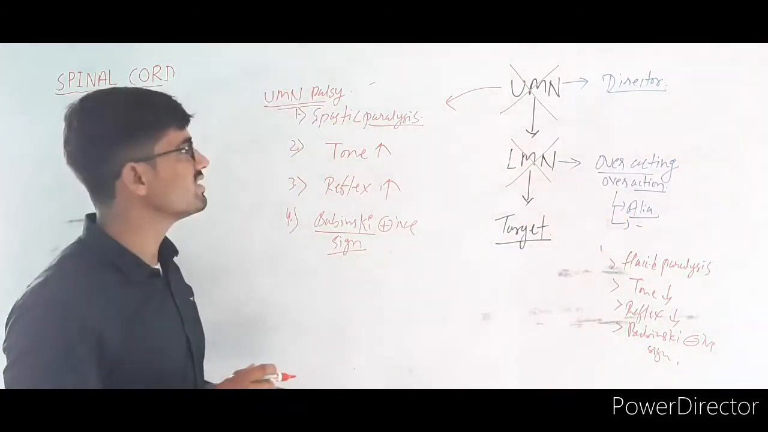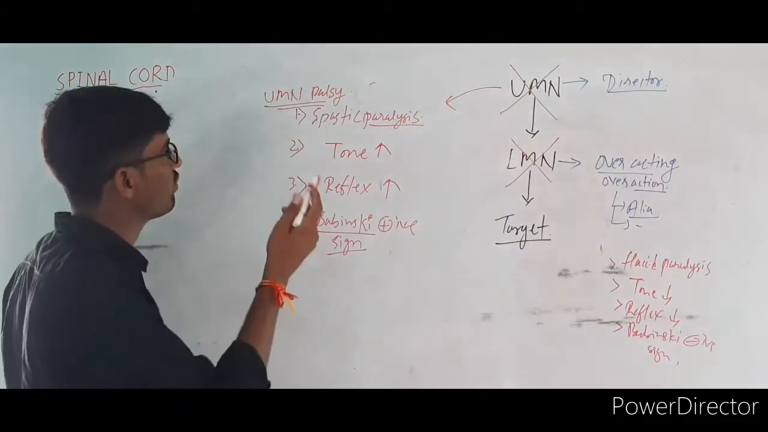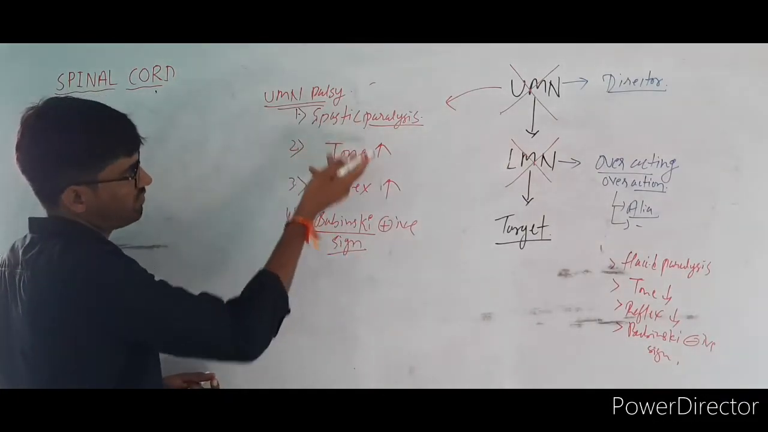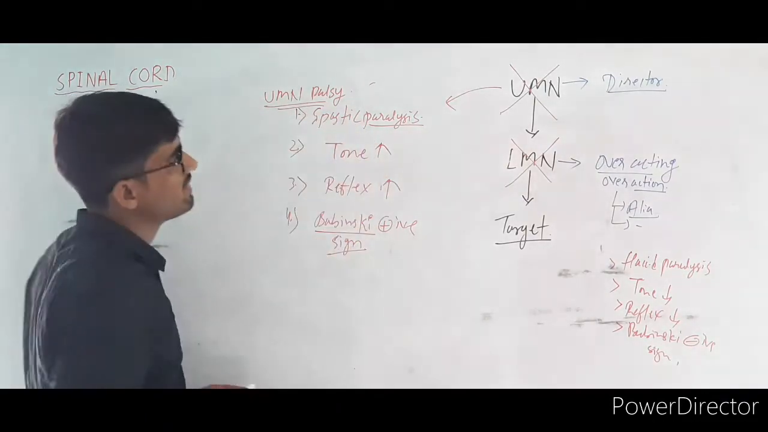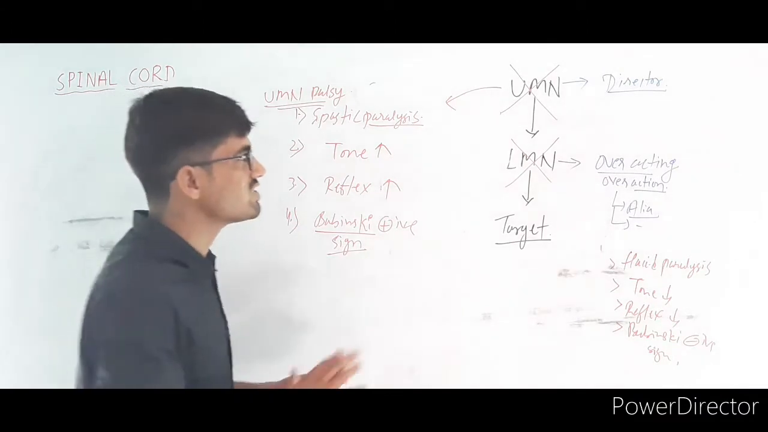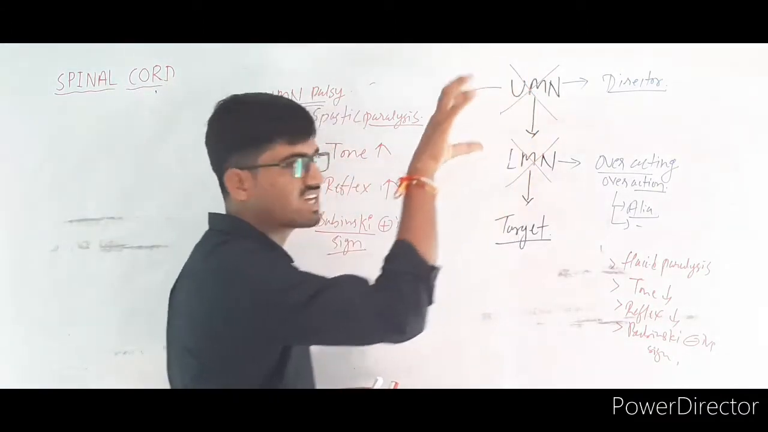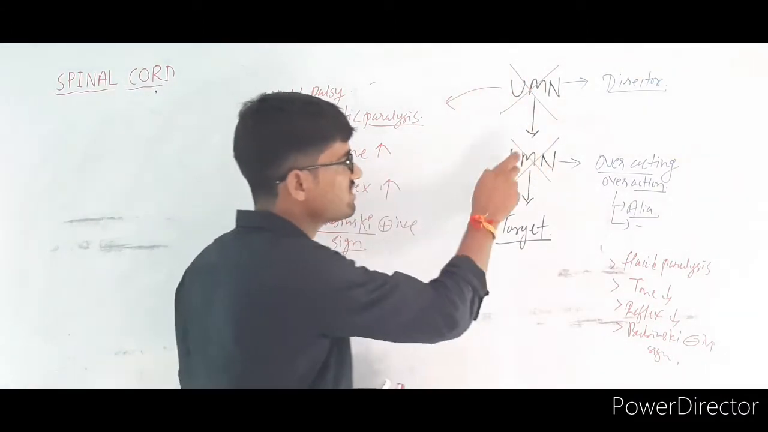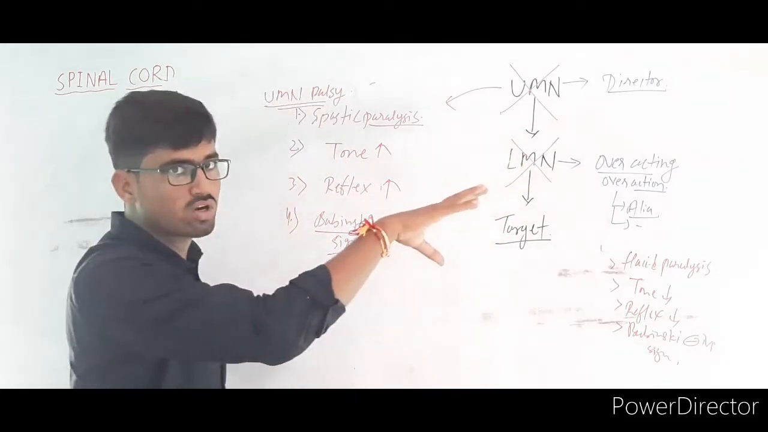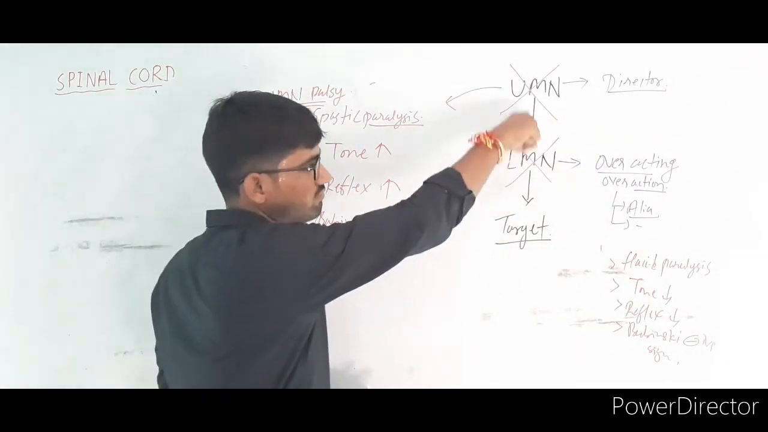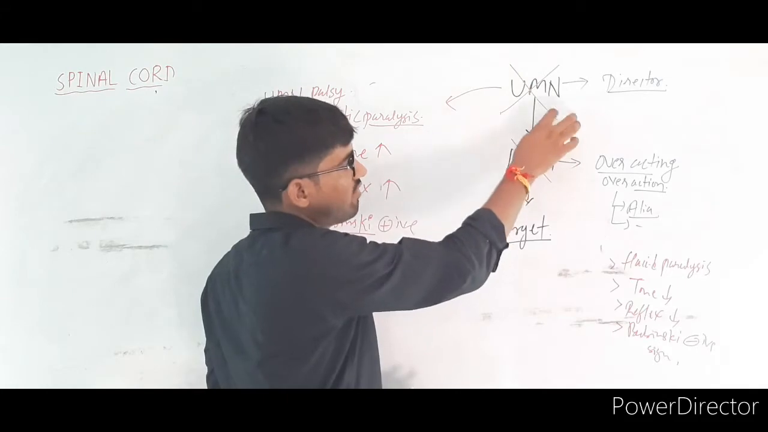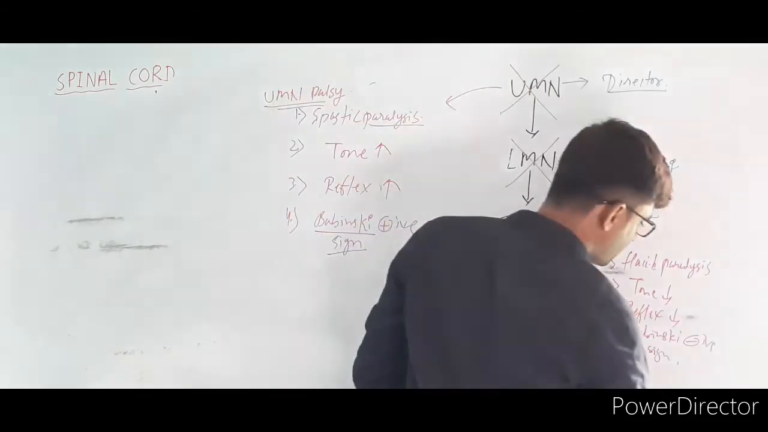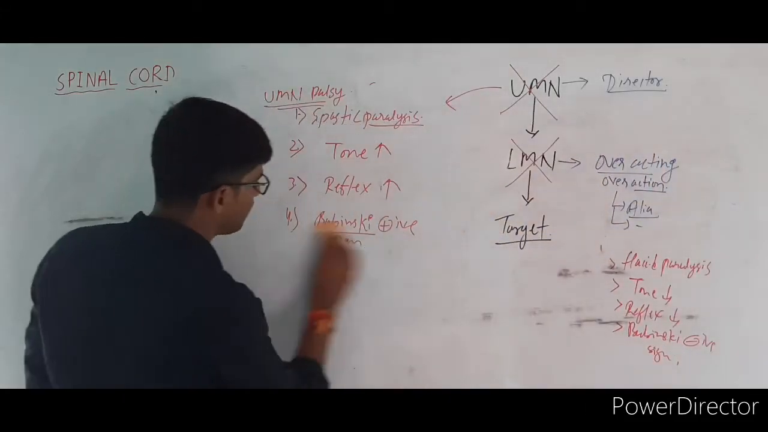Many exams have asked which of the following is a feature of UMN palsy and LMN palsy. Just remember that the upper motor neuron is the controller, the director, and the lower motor neuron is the one doing the overacting. The upper motor neuron just controls these things. I hope you got it.